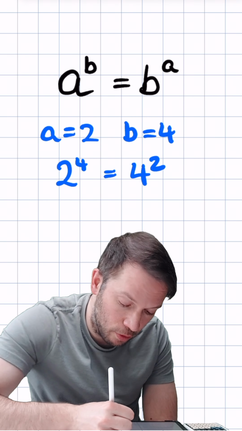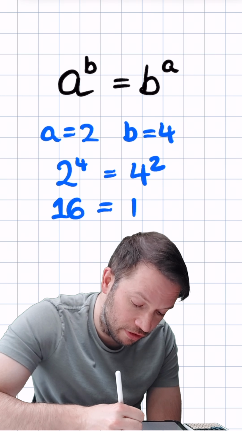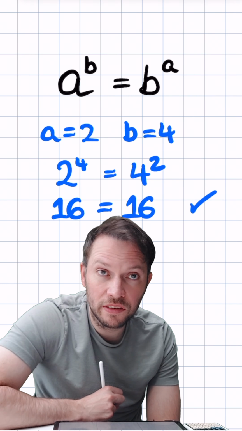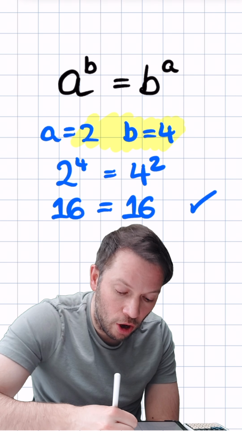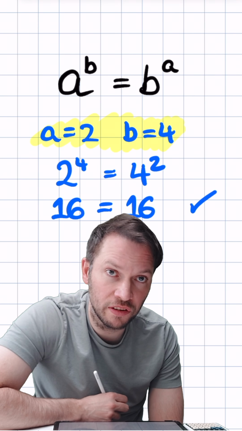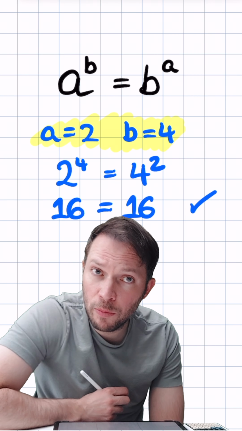Now, 2 to the power of 4 is 16, and 4 squared, 4 to the power of 2, is also 16. So that works. But what's remarkable is that these values for a and b are the only whole number solutions to this equation where a is not allowed to be equal to b. And how can we prove that?